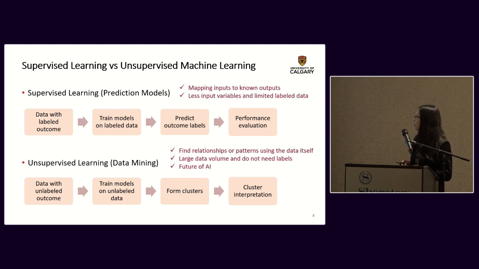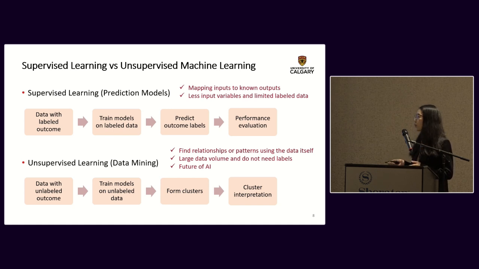So to summarize, supervised learning is to map inputs to known outputs. And unsupervised learning is used to find relationships, to find patterns using the data itself. Compared to supervised learning, unsupervised learning can handle much larger data volume as it doesn't require labeled data. But that's also a drawback because there is no labeled outcome.